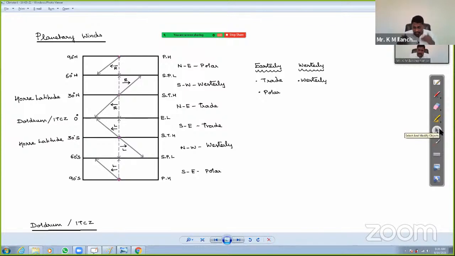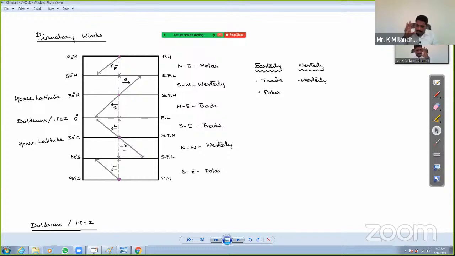Right? So the next idea I'm developing is very simple. Every pressure belt will shift north during summers and south during winters. All right. The only pressure belt which will not shift is what? Polar high. Polar high cannot shift, because polar high is already there in the highest possible latitude. It can only shrink. So the polar high of the northern hemisphere will shrink during its summer. During its winter, it will expand.